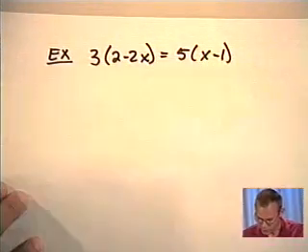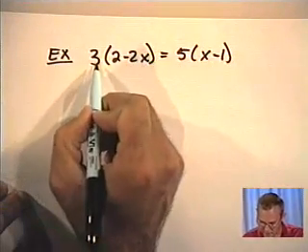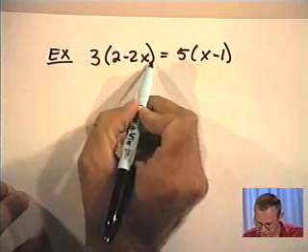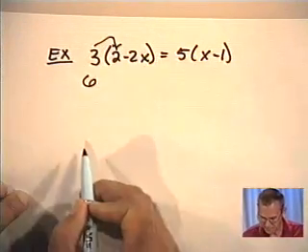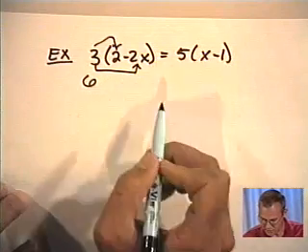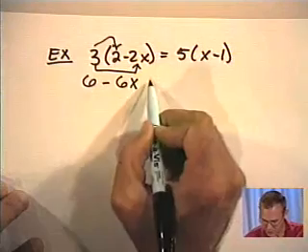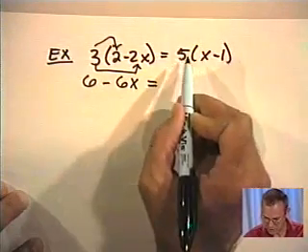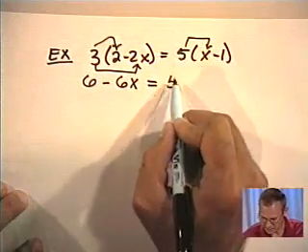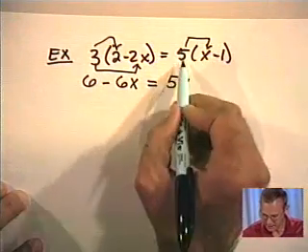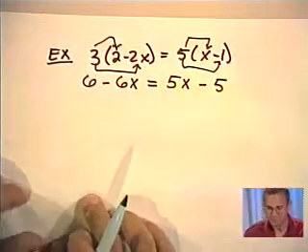All right, where do we start? If we remember the distributive property, I have to multiply this 3 throughout the parenthesis. 3 times the 2 is 6. 3 times negative 2x is minus 6x. I'll do the same on the right. I'll distribute the 5 through this parenthesis. 5 times x is 5x. And 5 times negative 1 is negative 5.